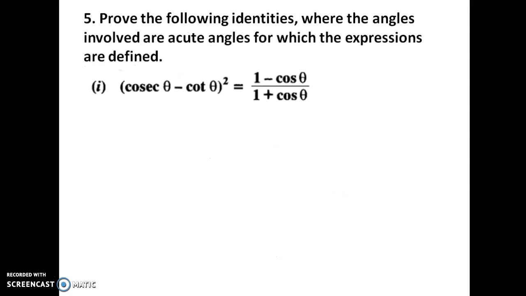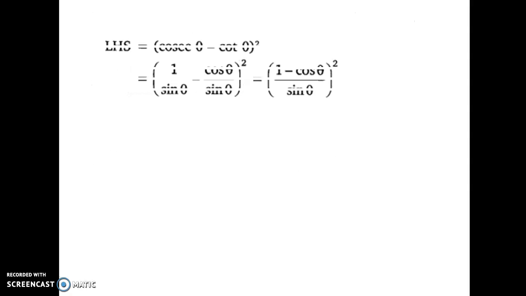The next problem, prove the following identities where the angles involved are acute angles for which the expressions are defined. So we have to prove this now. So cosecant theta minus cot theta the whole square is equal to 1 minus cos theta divided by 1 plus cos theta. So we should prove this identity now. So we have this one. So next we will take LHS now. So LHS alone we are taking, and what is cosecant theta and cot theta? It is 1 by sin and 1 by cos by sin theta.